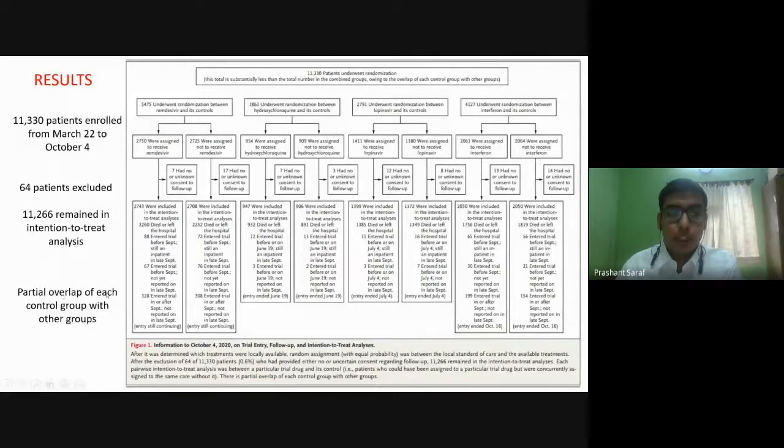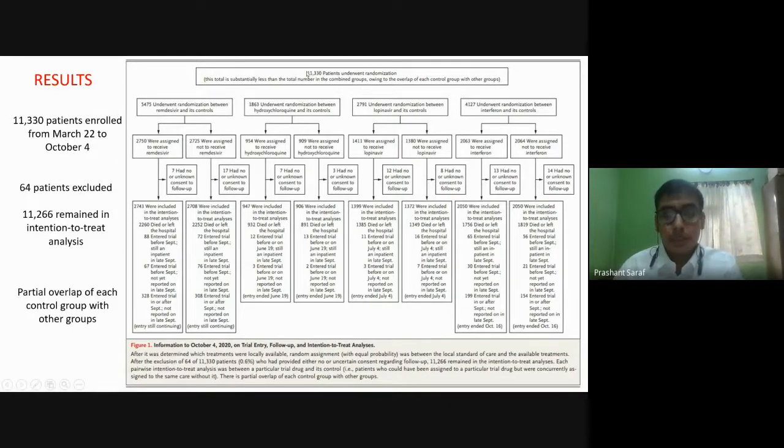And there is a partial overlap of each control group with other groups. This means that if in a hospital more than one drug is available which can be given to the patients, one control will be common to more than one trial drug group. That means one patient is receiving control, one patient is receiving remdesivir, and one patient is receiving hydroxychloroquine. So that control patient is for both the remdesivir group as well as the hydroxychloroquine group. As I have told, we would not be focusing on the numbers.